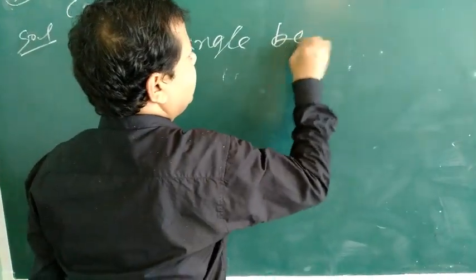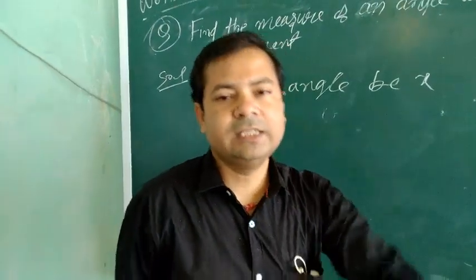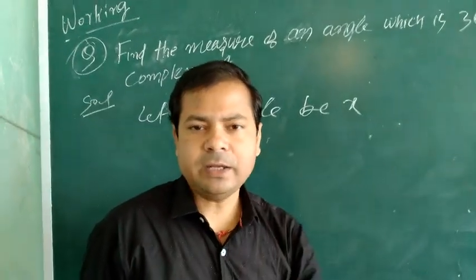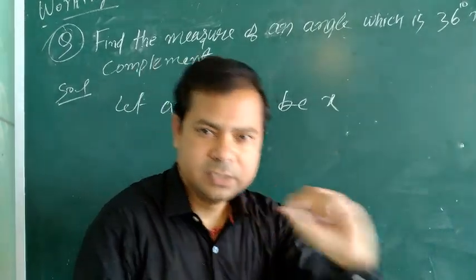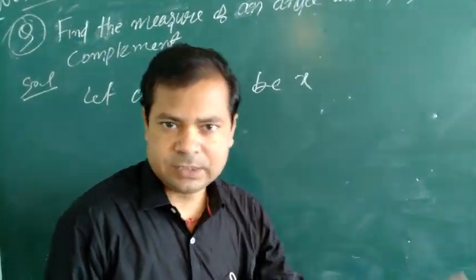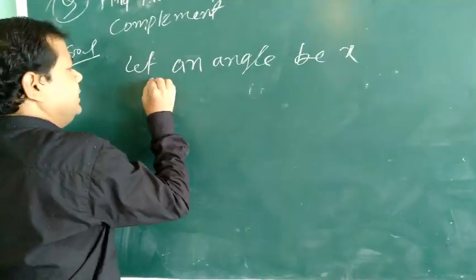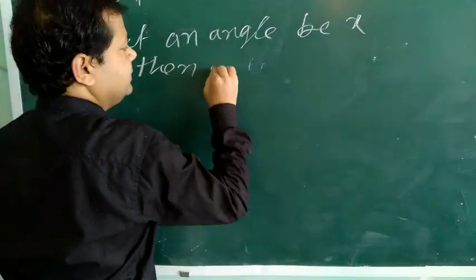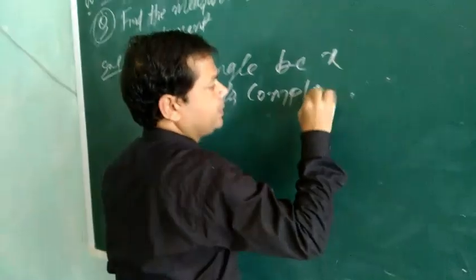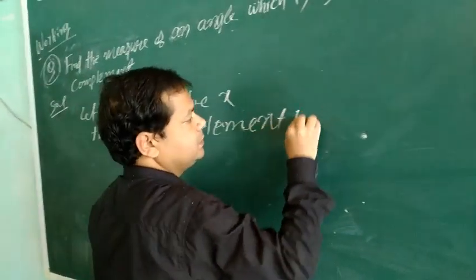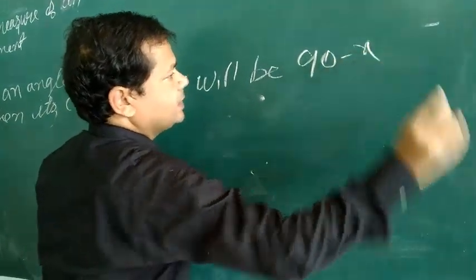angle be x. Then what have we learned? If an angle is x, then its complement will be 90 minus x. If an angle is theta, then its complement will be 90 minus theta. We have already read it in this chapter. So let an angle be x, then its complement will be 90 minus x.